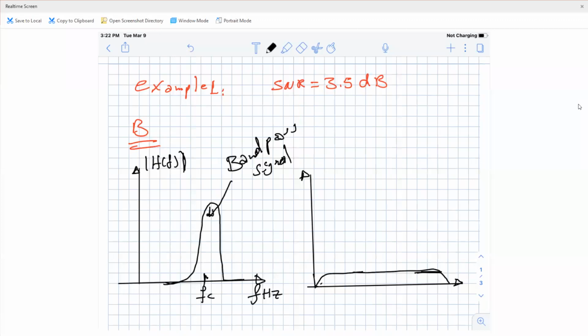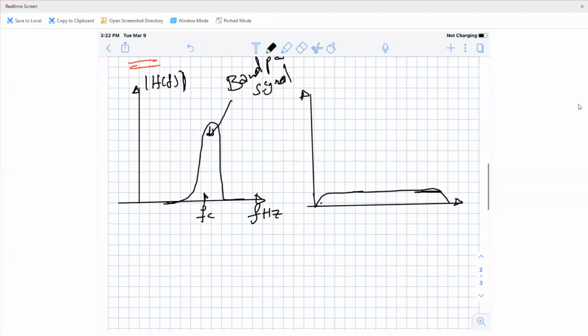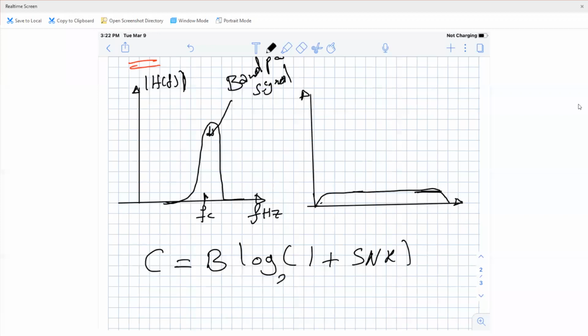Well, these techniques are based on what? Based on the Shannon law formula. Look at the Shannon law formula: C equals B log base 2 of 1 plus SNR. Now, as you can see, when reducing the SNR you have to increase the B, or when you reduce the B, you have to increase the SNR, in order to keep the same bit rate or channel capacity.